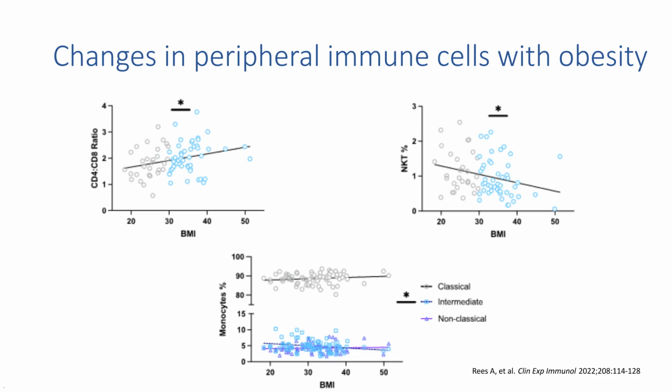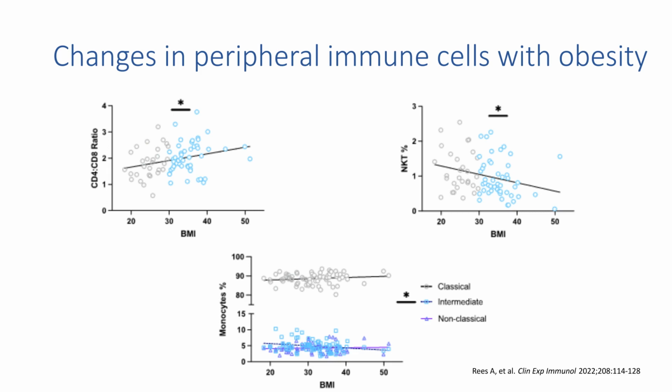On the bottom panel there, we've got our monocytes, a little bit less startling than the top two observations, but we are able to go in and subset the three different types of monocytes, the classical monocytes, the intermediate monocytes, and the non-classical monocytes, and look at those three different subsets which are differentiated by their CD16 expression. And you can see that in the case of the intermediate monocytes, which are the little blue squares, there's a slight decline of those with increasing maternal BMI.